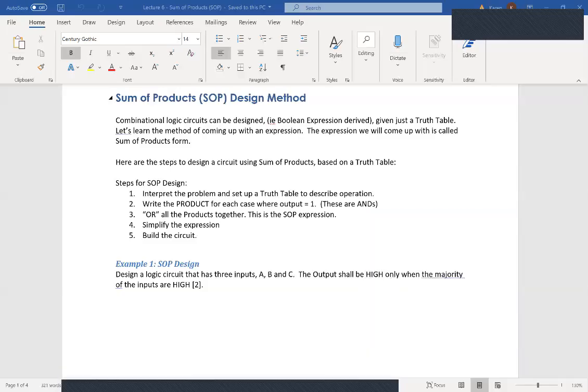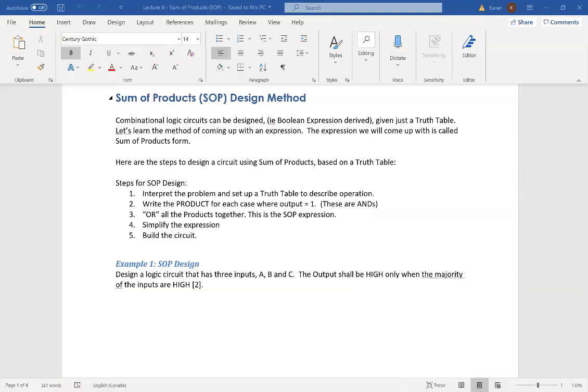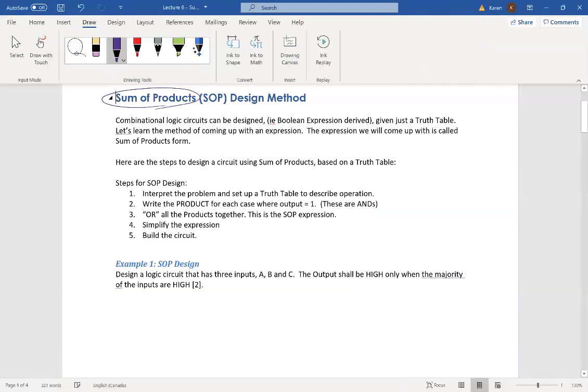In the sum of products design method, we can design circuits, which means to come up with a Boolean expression if we just know the truth table. So when we talk about sum of products, it refers to both a design method and a type of equation. First is a design method, and another one is a type of equation. So right now I'm talking about the design method called sum of products.